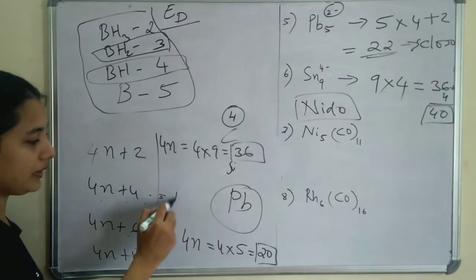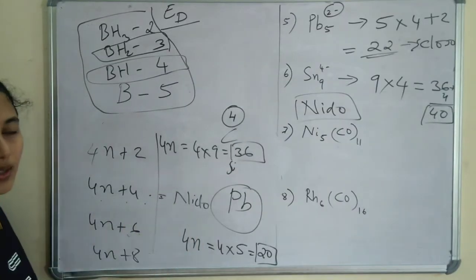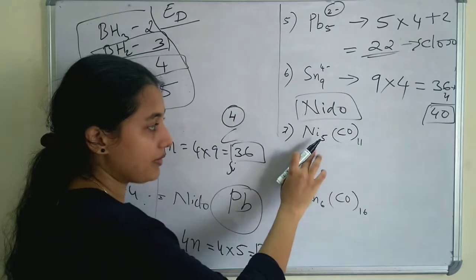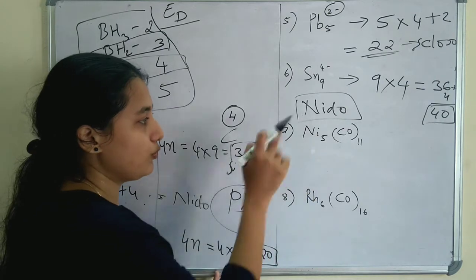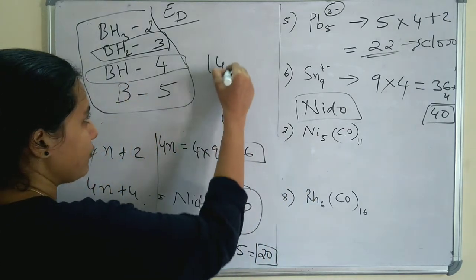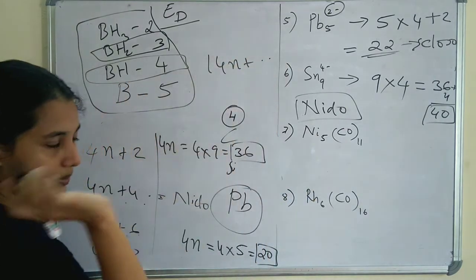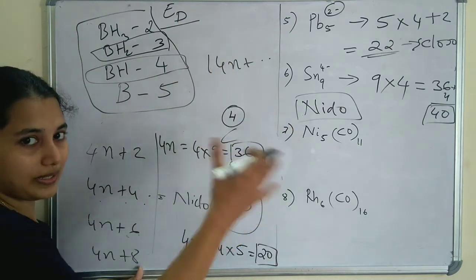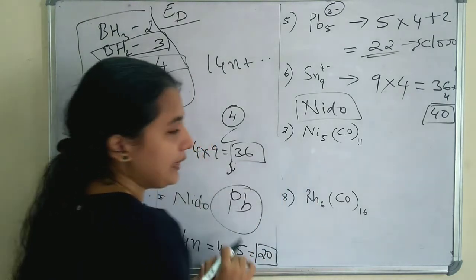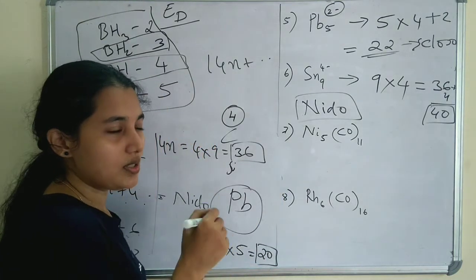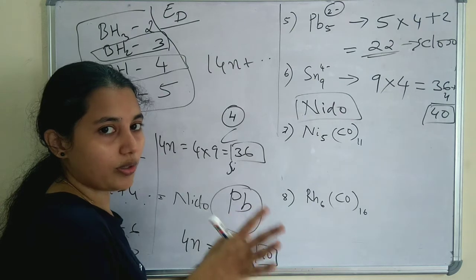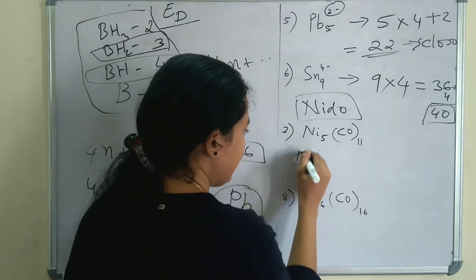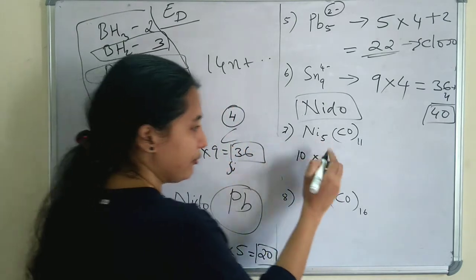4n plus 4 gives nido. Now coming to Ni5(CO)11. This is a transition metal, nickel. So for transition metals, the formulas are 14n plus 2, 14n plus 6, 14n plus 4, 14n plus 8, etc. Nickel's atomic number is 28, so the number of electrons donated by nickel is 10, times the number of nickel atoms, 5.